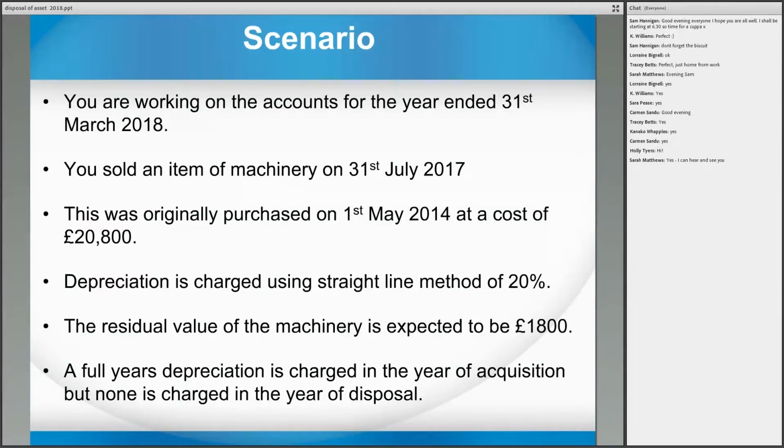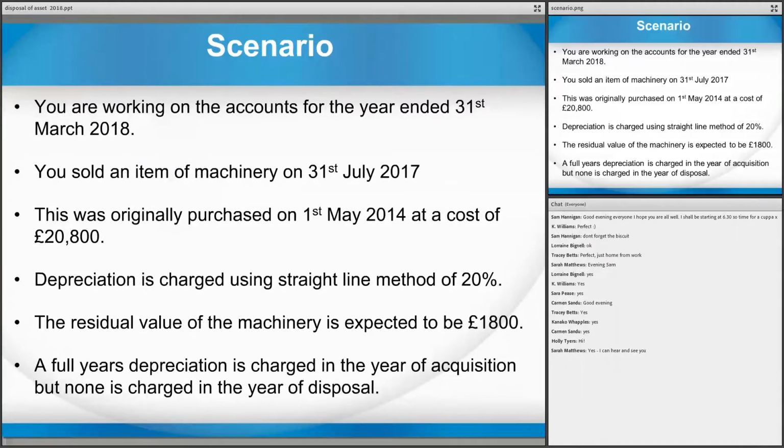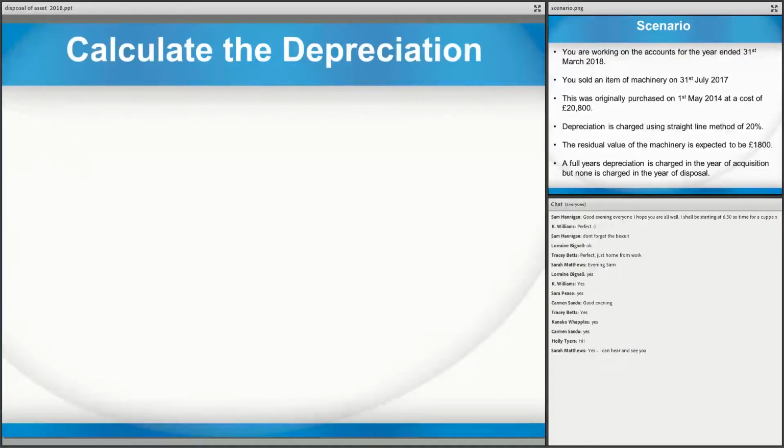Depreciation charge is straight line method with a residual value of £1,800. And we've got a full year's depreciation charge in the year of acquisition and none in the year of disposal. Okay, so we're going to keep this scenario on screen just so that you can keep referring back to it as we go through. Okay, so the first thing we need to do is calculate the depreciation.